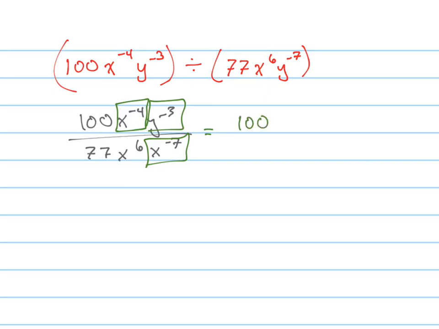And the definition says that when you have a negative power, it can move to the opposite side of the fraction bar and become a positive power, right? So that x to the 6th stays down here, but the x to the 4th comes down, and so does the y to the 3rd, because those were negative, and this one went up. That one's a y. One on top with the 7.